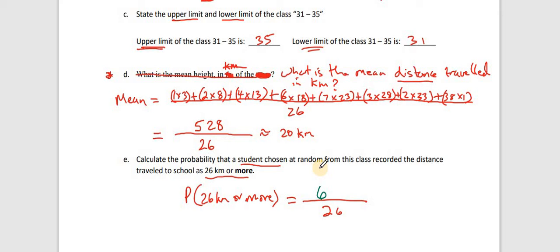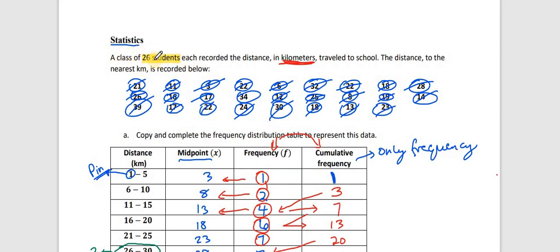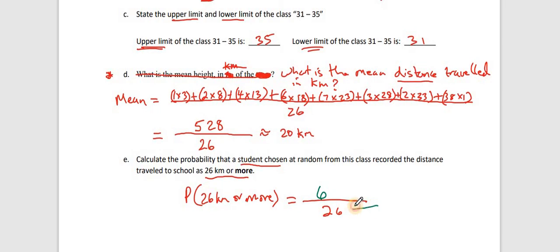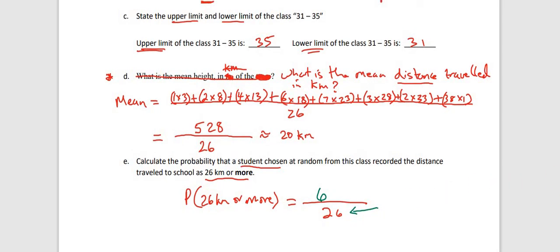The probability is basically the number of favorable outcomes, which refers to what they're asking you about, over the total possible outcomes. In this example, the total possible outcome is all the students. How many students do we have in total? A class of 26 students. So we have a total of 26.